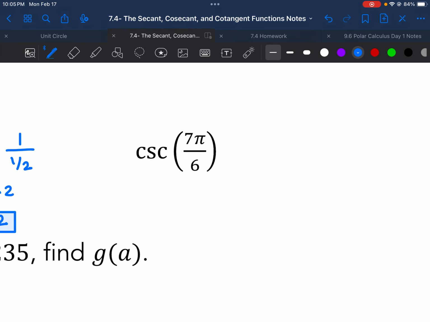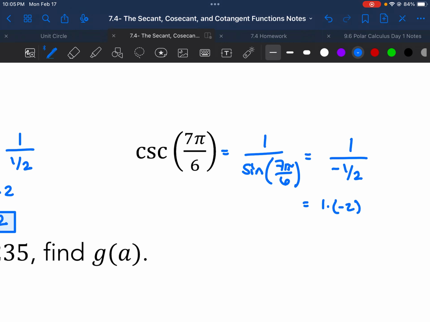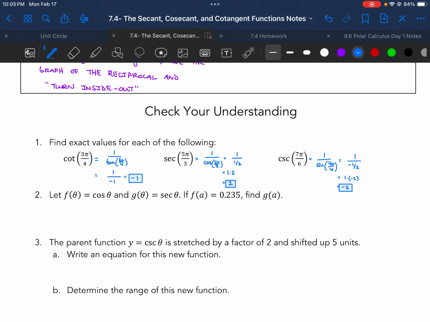Right. And then cosecant of 7 pi over 6. So cosecant is the reciprocal of sine, so this is the same as 1 over the sine of 7 pi over 6. Sine of 7 pi over 6 is negative 1/2, so this is 1 divided by negative 1/2, which is the same as saying 1 times negative 2, which is negative 2. All right.